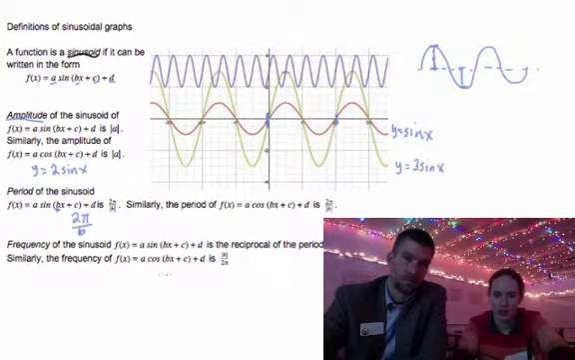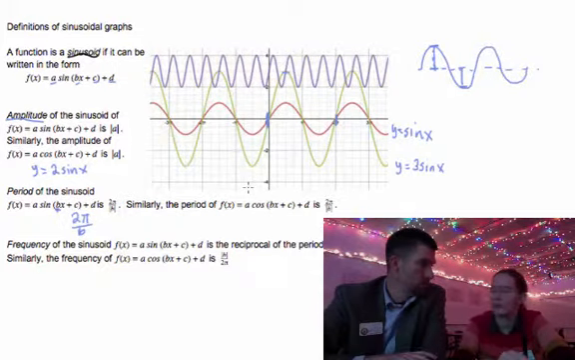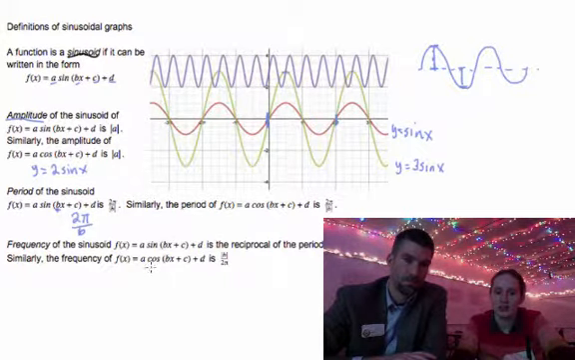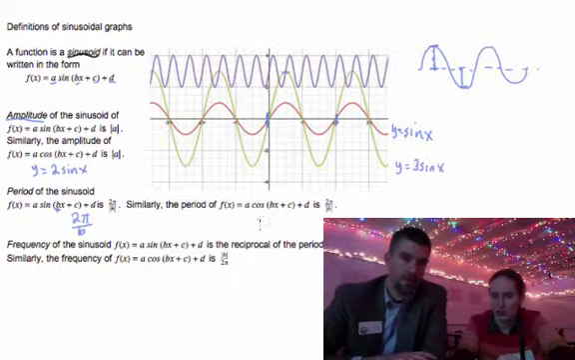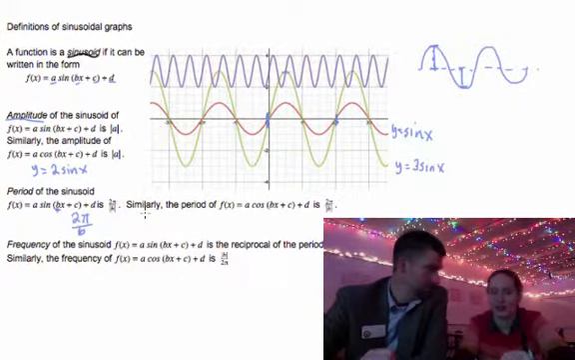So the frequency of the sinusoid is going to be how many times it happens. How many sine curves do we get by 2 pi? And so instead of doing 2 pi over b, we do b over 2 pi. And the same thing if it was cosine, either one of those. The period and amplitude also would apply to cosine. Oh, wait, it says that on those. Never mind, it said that.